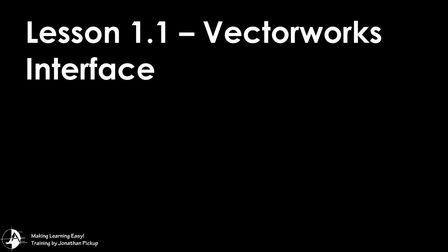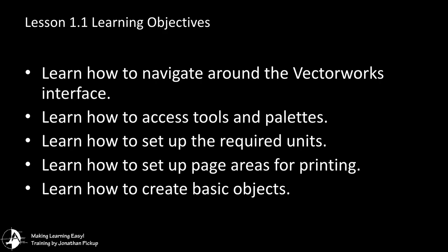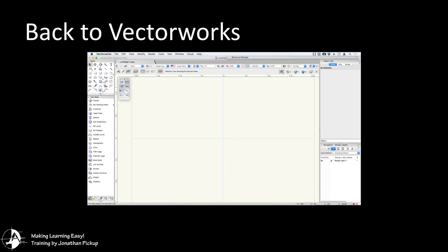We'll start with Lesson 1.1, the Vectorworks interface. In this lesson, you will learn how to navigate around the Vectorworks interface. You will learn how to access tools and palettes. You will learn how to set up the required units. You will learn how to set up the page areas for printing, and you will learn how to create basic objects. Let's get started.